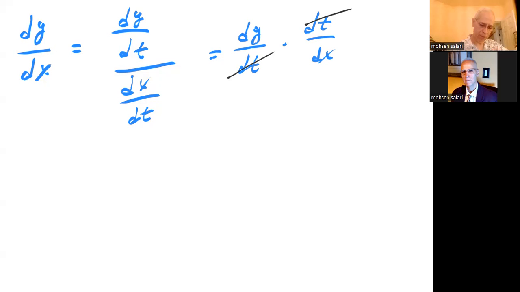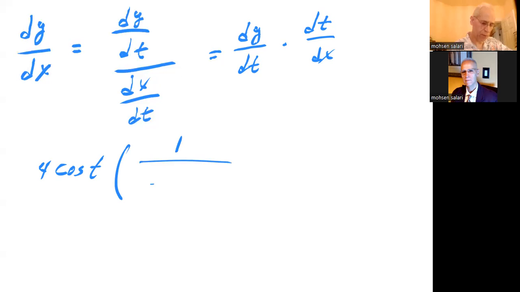let's see, let's plug in our numbers. I do have dy dt as 4 cosine of t times 1 over minus 4 sine of t. The 4s cancel out, so I'm left with negative cosine over sine, which is negative cotangent of t.